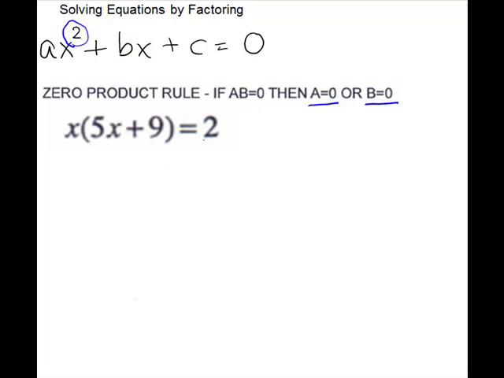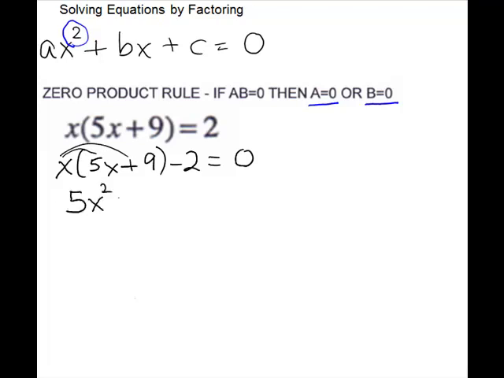For our next problem, it would be a quadratic equation if it's multiplied. We have a product, but we don't have the 0. You have to have the 0. So we need to subtract the 2 from both sides. And when we do, it's going to mess up the product on this side. So we actually have to multiply before we can work this one out. So we get 5x squared plus 9x minus 2 equals 0.